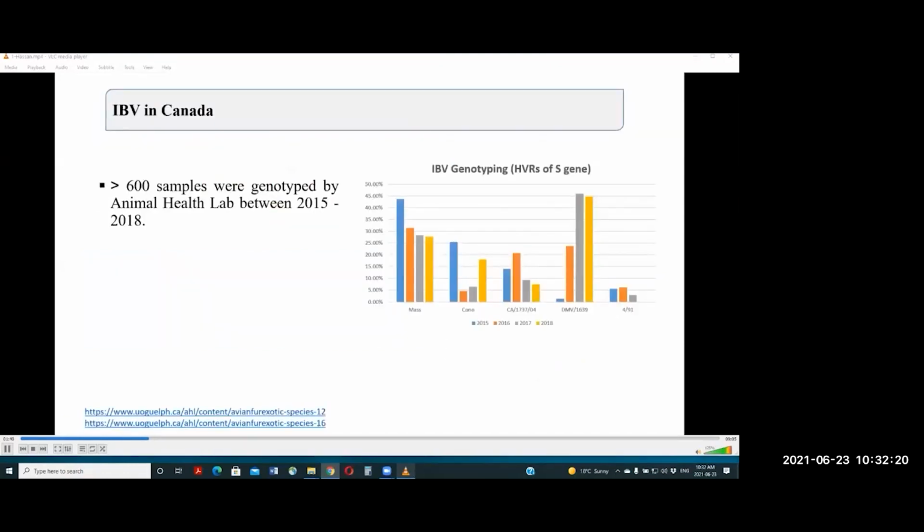This graph shows the strains that have been dominant in Canadian poultry operations between 2015 and 2018, which involved Mass, Con, California 1737, DMV 1639, and 4/91 strains. Toward the end of 2015, several egg production problems started to be reported in Ontario and Quebec, in which more than 50% of egg layers are located. The strain DMV 1639 was isolated from a number of these flocks, which created an association between the prevalence of this strain and the egg production problems reported.